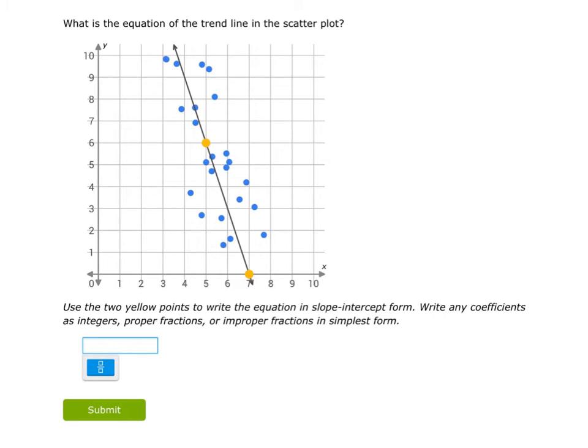Let's try another example. Again, what is the equation of the trend line in the scatter plot? Use 2 yellow points. The format of the question is the same. We are using the slope-intercept form. Write any coefficients as integers, proper fractions, or improper fractions in simplest form. And here again we have that fraction tool. Our yellow points are over here and here. Let's make our right angle triangle.